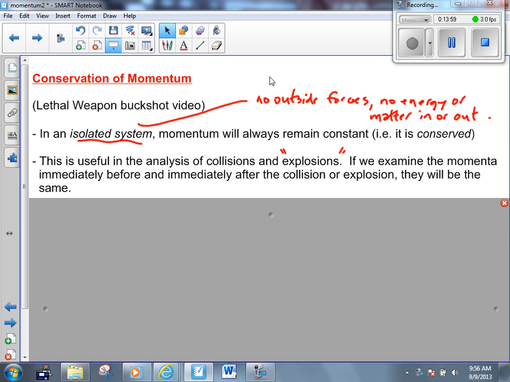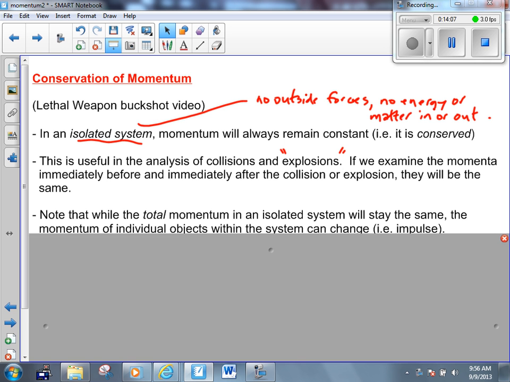So anytime we have a collision or an explosion, and by an explosion, we could mean literally an explosion, a bomb exploding, but we could mean something as simple as throwing a tennis ball, whenever we have one of those two situations, we're going to use this law of conservation of momentum to solve it.